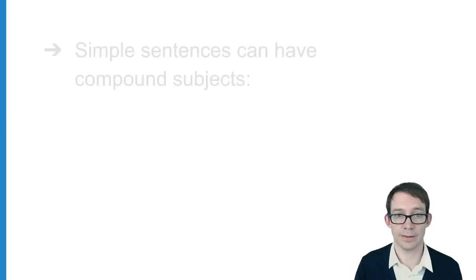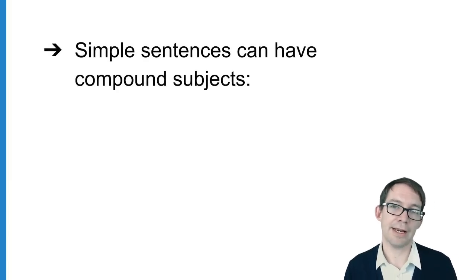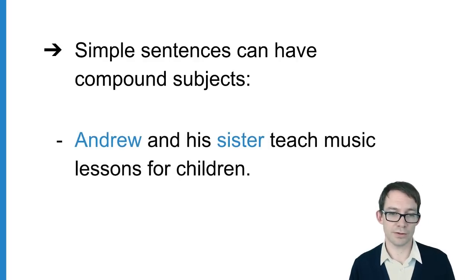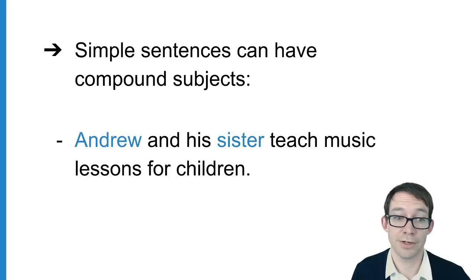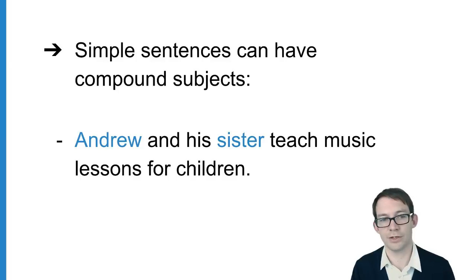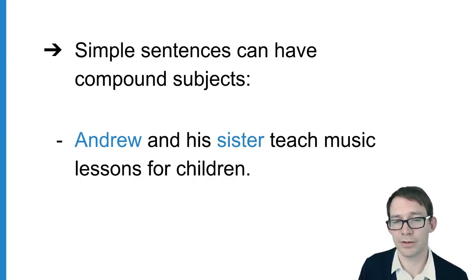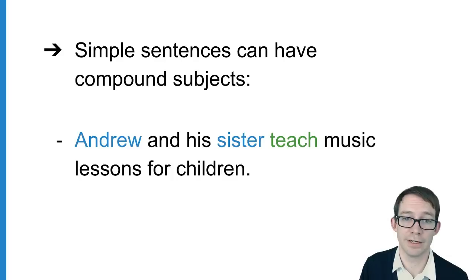Okay? So simple sentences can have what we call compound subjects, which means in one sentence there could be 2 subjects. Andrew, in this case, and his sister. Andrew and his sister teach music lessons for children. You have 2 subjects there, but it's still considered a simple sentence because you only have one verb. Okay? One verb means one simple sentence.